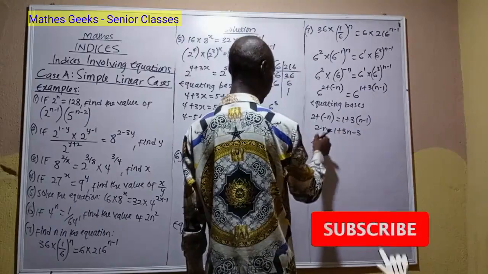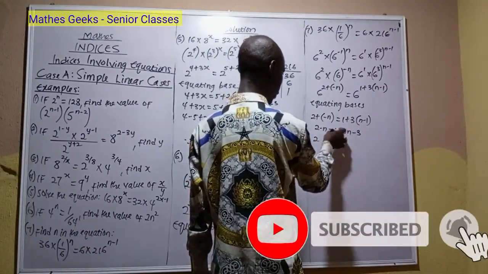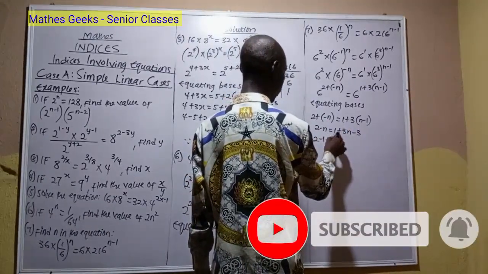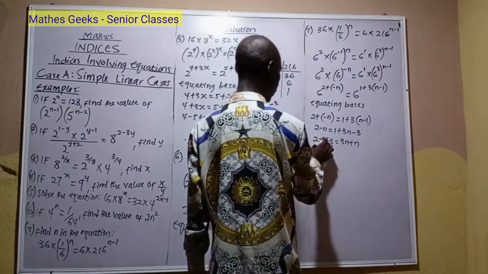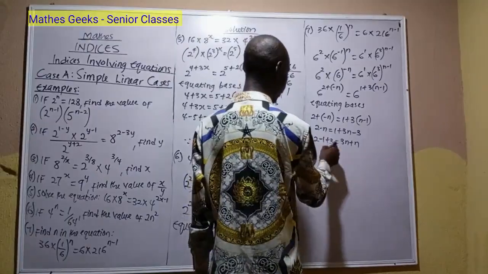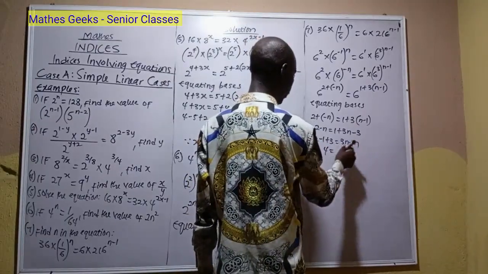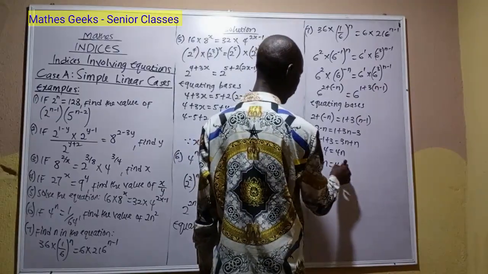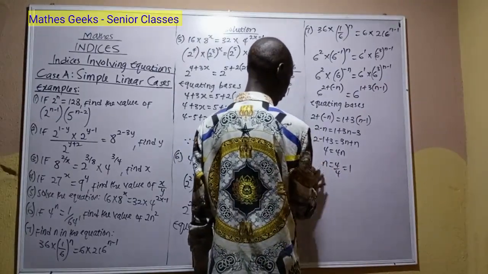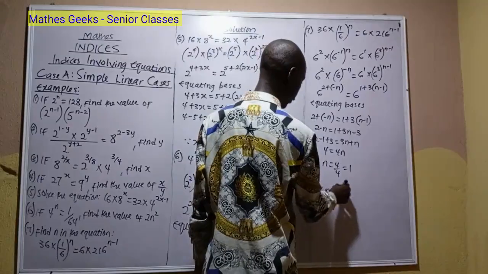So we'll collect like terms. 2 minus 1 plus 3 is equal to 3n minus n. 2 minus 1 is equal to 1. 1 plus 3 is equal to 4. 3n minus n gives us 2n. Therefore, n is equal to 4 divided by 4. That's equal to 1. Therefore, n is equal to 1.